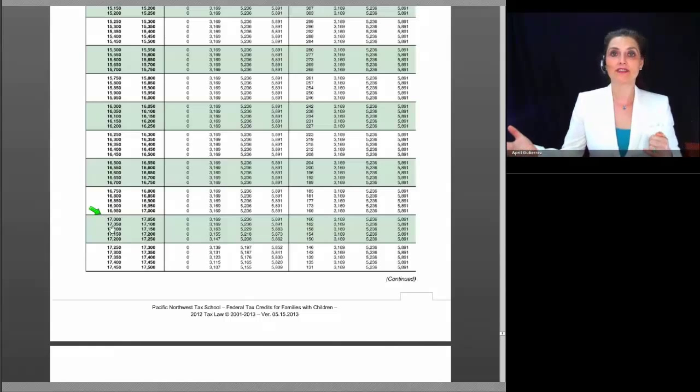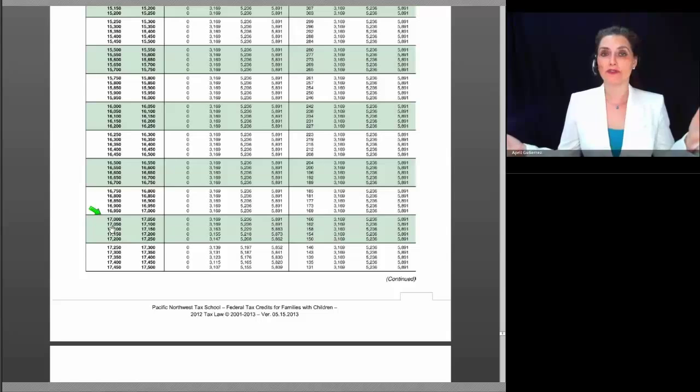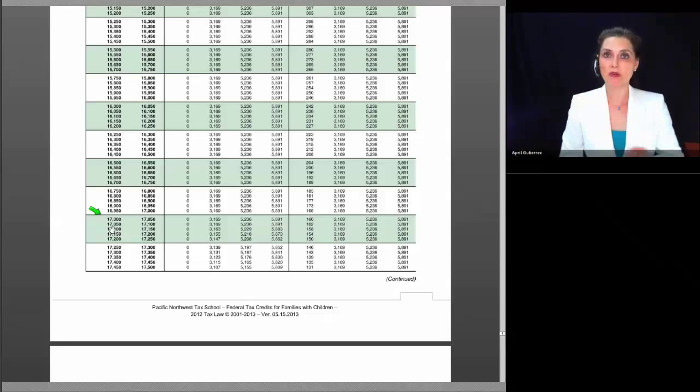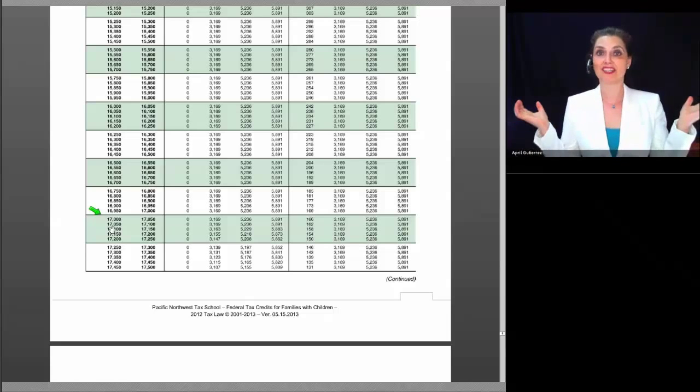It's really an $8,000 income range where the earned income credit is flat. So whether your client has $9,000 of income or $17,000 of income, if they have one qualifying child, their earned income credit's not going to change.